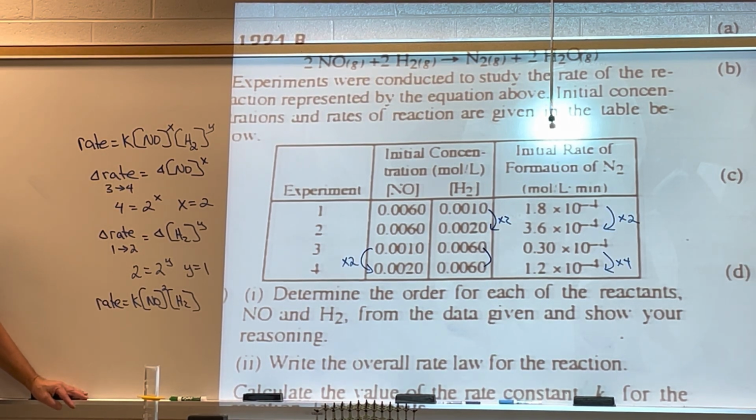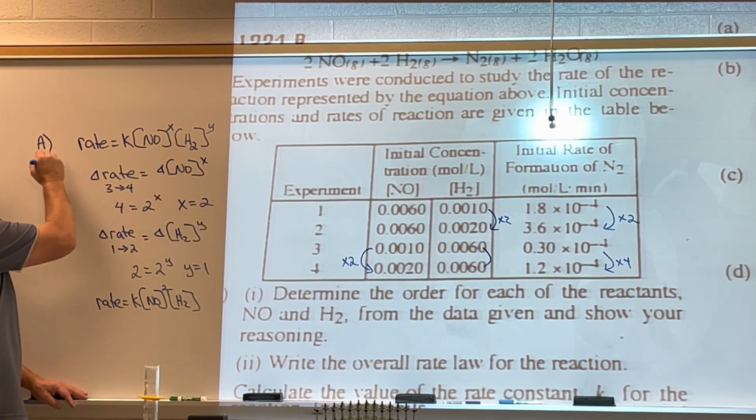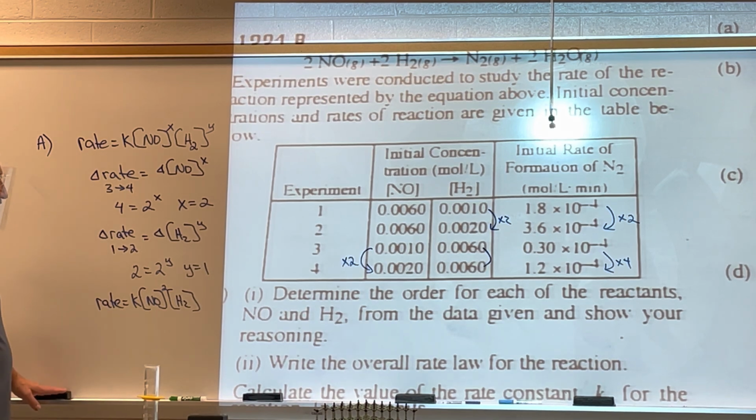Overall order is the sum of the exponents. All right, so that's A. All of this is the answer to A. So then B is the rate constant, right? Calculate the constant with units.